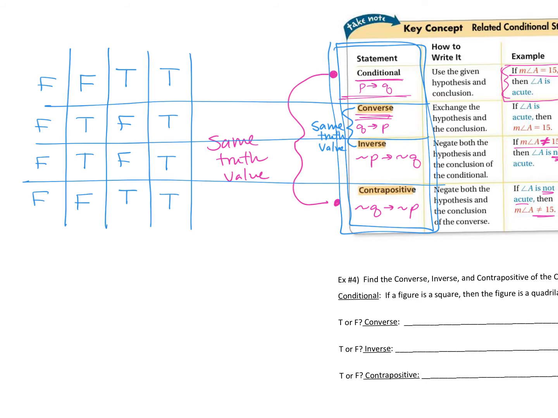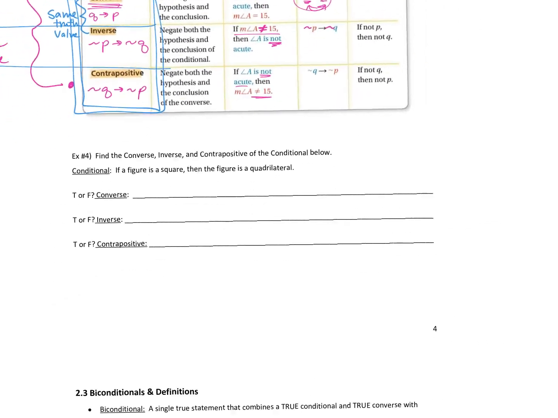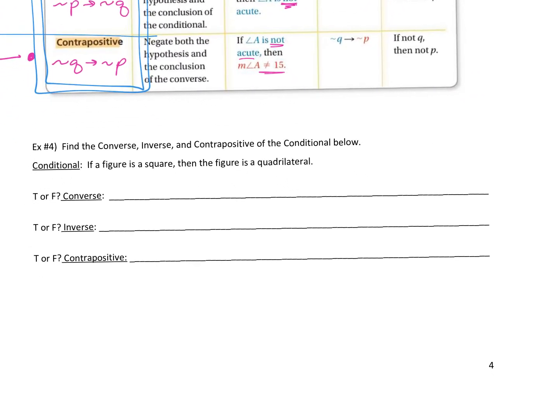Okay, let's talk through this. You have this setup. It says find the converse, inverse, and contrapositive of the problem below, and then we're going to determine what's true, what's false. So the conditional: if a figure is a square, here's your hypothesis, then the figure is a quadrilateral. First of all, is that true or false? That's true, right? If a figure is a square, it has to be a quadrilateral. It has to have 4 sides. So my conditional is true.